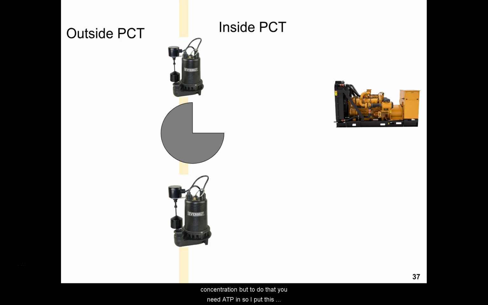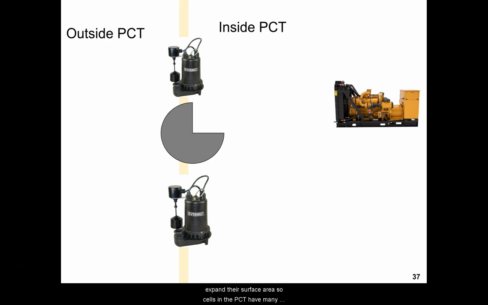But to do that, you need ATP. And so I put this little generator here. This represents the mitochondria. I'm only putting one because I put a bunch before and it made it really messy, but you should know that these cells in the PCT have lots and lots of mitochondria. They also have lots and lots of what are called microvilli, so that they can expand their surface area.